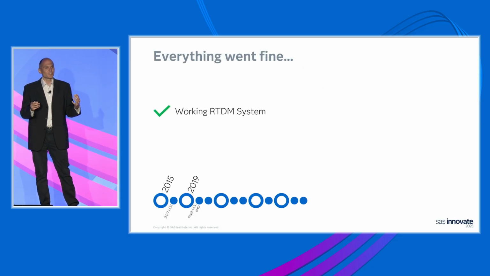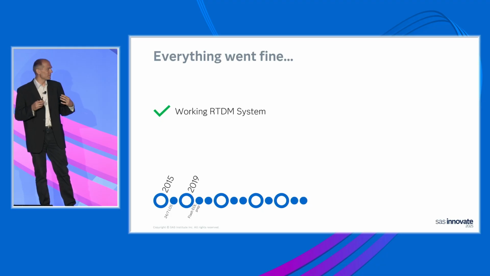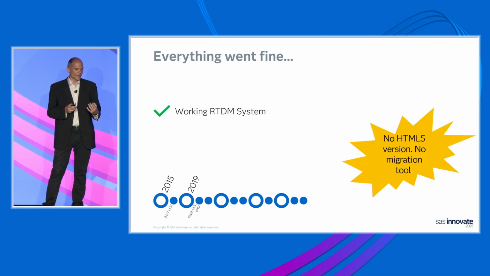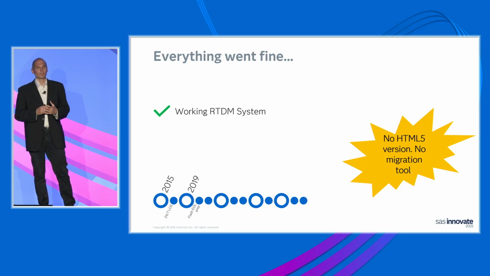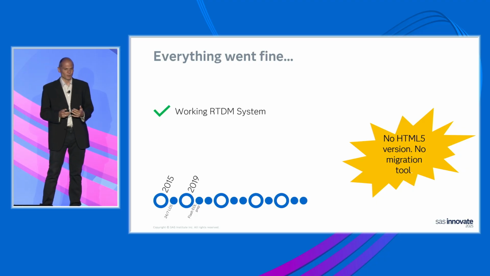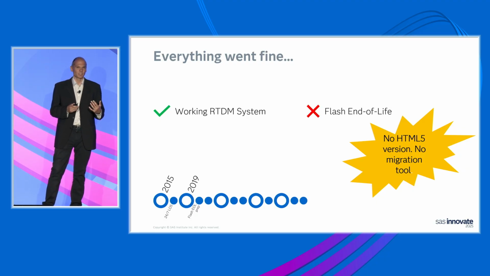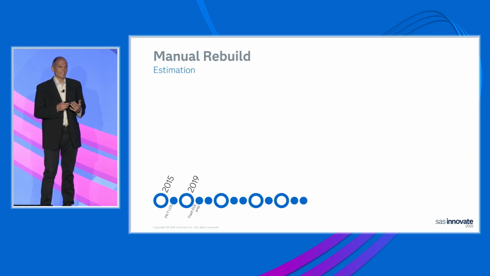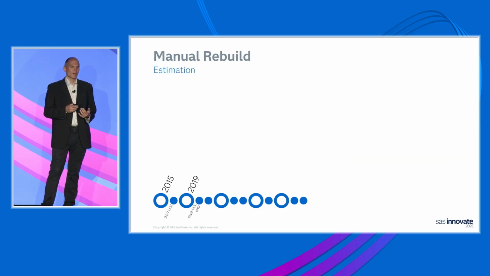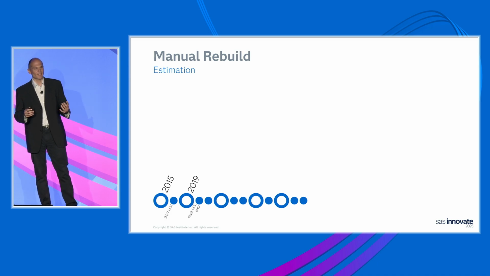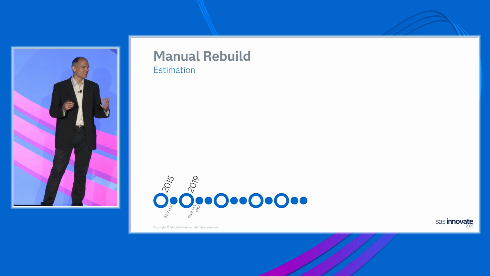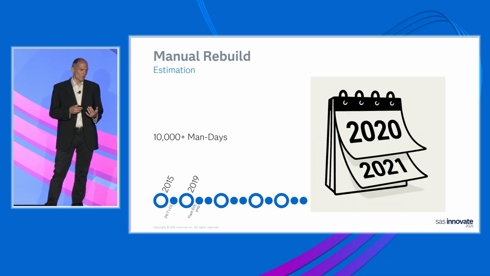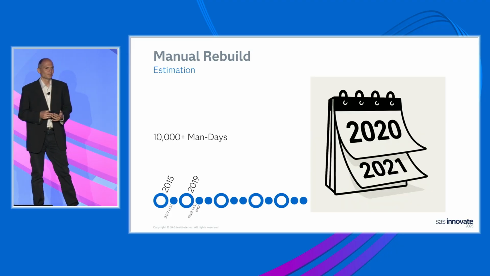based on a technology that headed to the same retirement home as Internet Explorer, and at that time, without an HTML5 version or a migration tool, and the end of life of Flash was approaching. So a colleague and I sat down to estimate how much it would take to rebuild everything on the new platform, SAS Intelligent Decisioning. And the result: over 10,000 man days. 10,000.